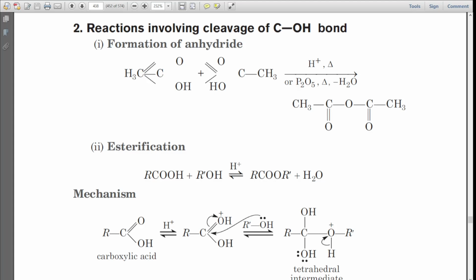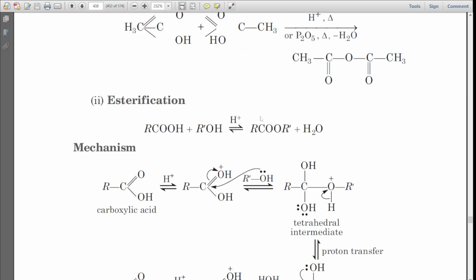We will continue with the reactions involving cleavage of the C-OH bond. These reactions are a little similar to the ones we have done in alcohols, phenols and ethers also. First is the formation of anhydride, which occurs in the presence of acids such as P2O5. This leads to the formation of anhydride, where two carboxylic acid groups are present and the water molecule between them is released in such a manner.